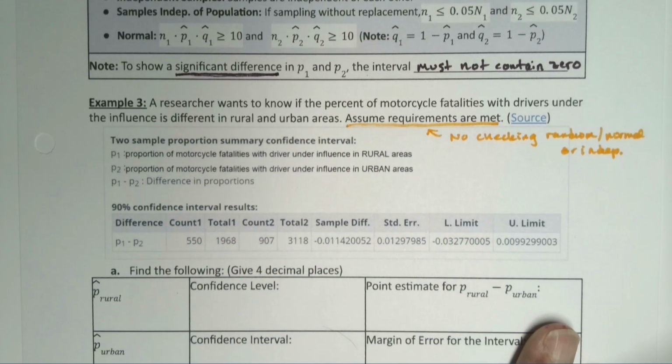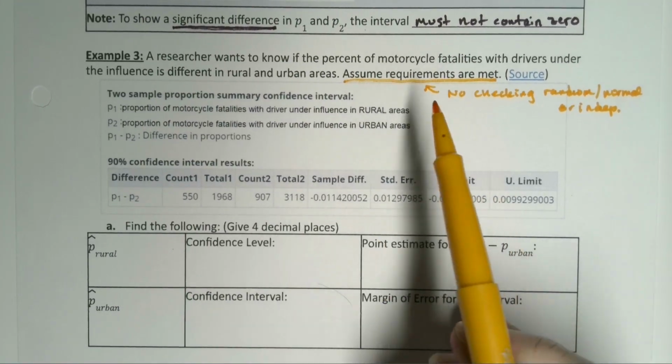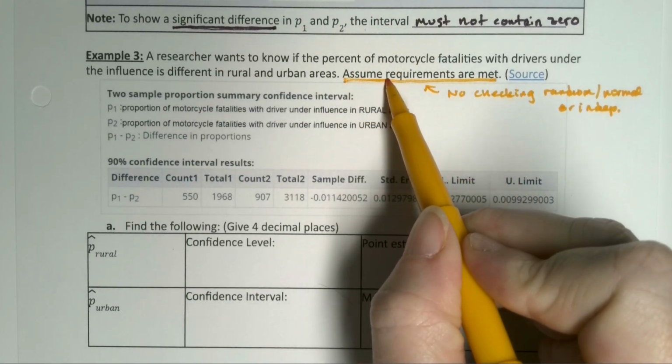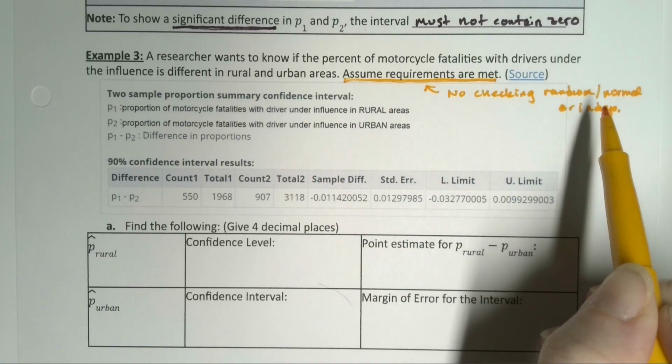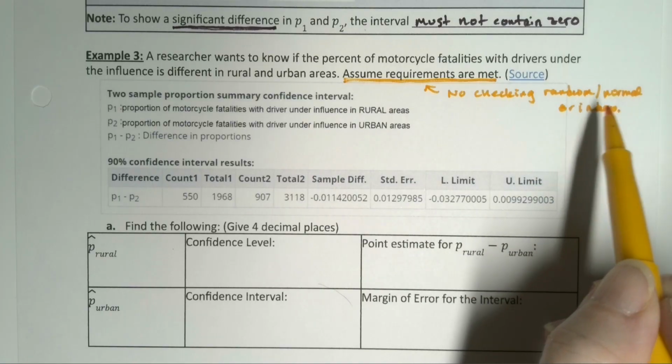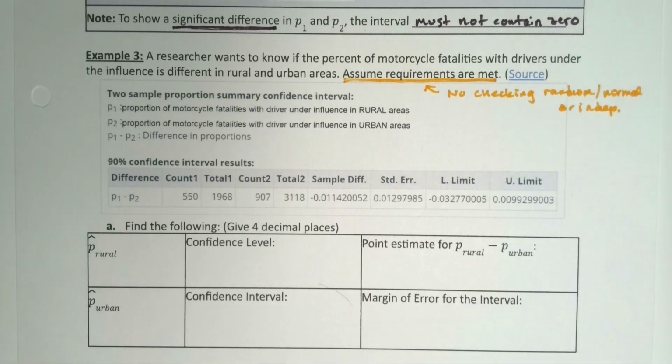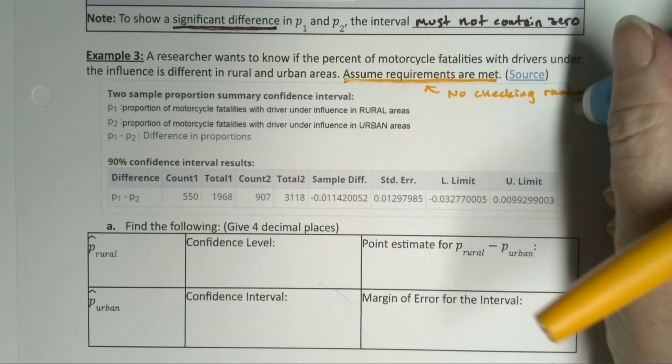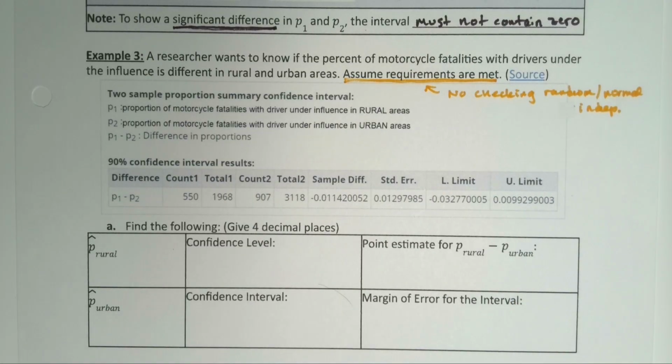All right, let's look at an example. Now you notice here, it has these magic words right here. Assume the requirements are met. That means that we're not going to check random, independent, normal, any of that stuff, right? None of that are we going to check, which is hooray. It's less work for us to deal with that.